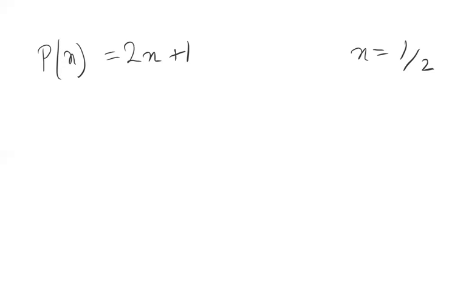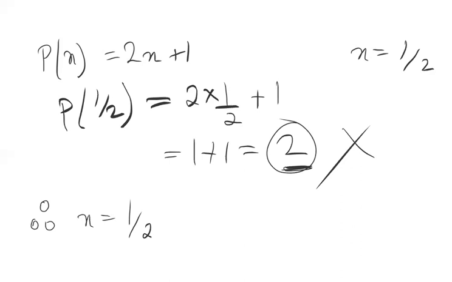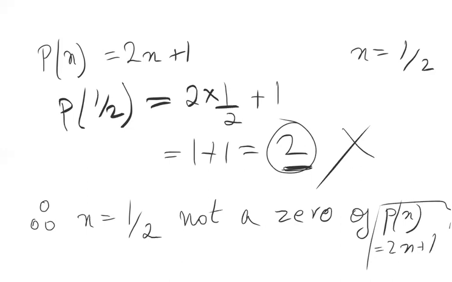ठीक है, I can look at it, it's half, so the 2 will go, but I don't think a 0 will come because it's plus. Anyways, let's see, 2 into half plus 1, I get 1 plus 1, I get 2. This is 0, this is not a 0. So this is not a 0 of the polynomial. If you have written not a 0, so make sure when you get this 2, you write therefore x equal to half, not a 0. 0 of what? 0 of p of x equal to 2x plus 1. ये लिखना बहुत जरूरी है, ये statement. क्योंकि आपको बता रही है कि x half is not equal to.